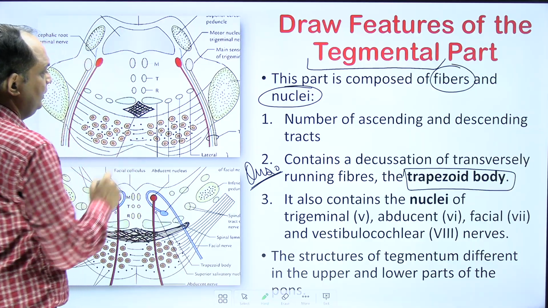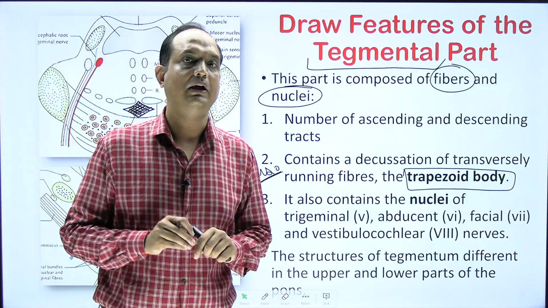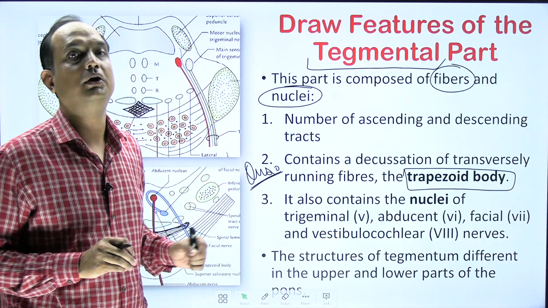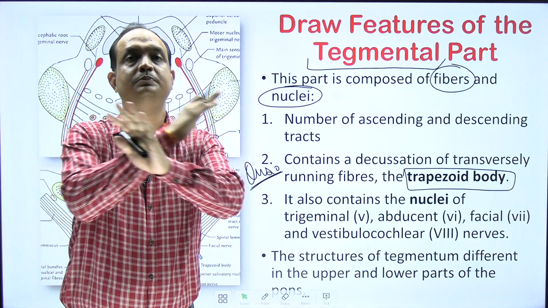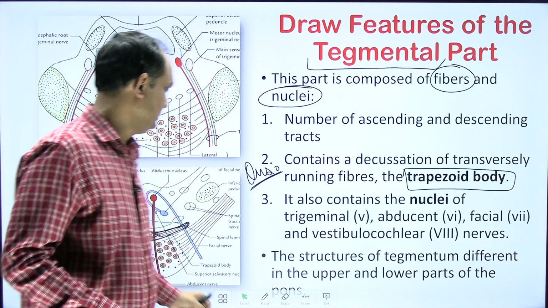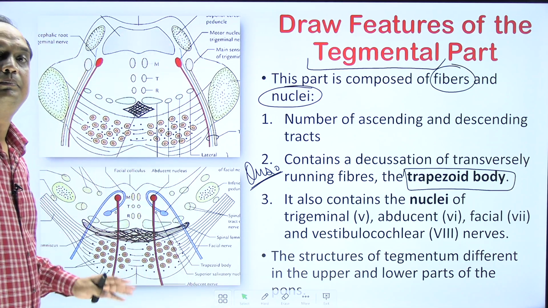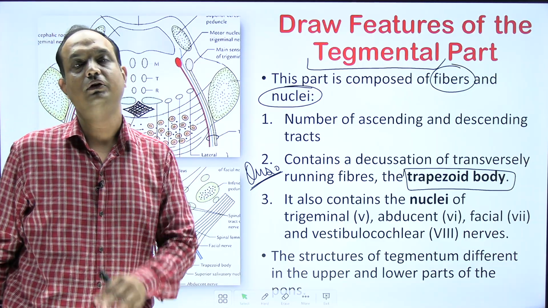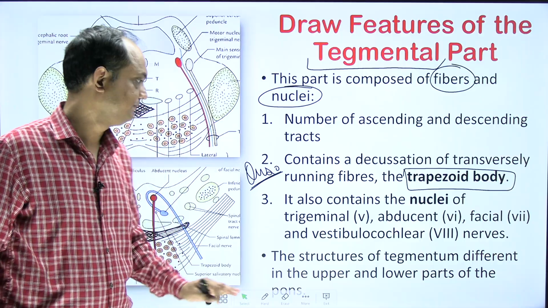So the trapezoid body is a collection of nuclei and fibers, and this is a part of the auditory pathway. The trapezoid body shows the crisscross pattern of fibers, and it is present in this anterior part of the tegmentum, and it is a prominent feature of your section of the Pons at the level of the facial colliculus.